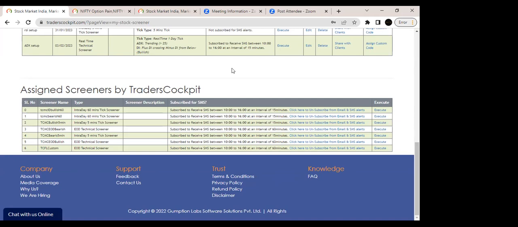Mr. Naren is asking, are these assigned scanners available for existing TC members who took a subscription a few months ago? Yes, Mr. Naren, if your subscription is not near expiry and your journey with Traders Cockpit is longer, the custom scanners will definitely help you. We are not giving it only to new members. If you are a subscribed member, you will get the complete custom scanner setup of whatever I have shown you.